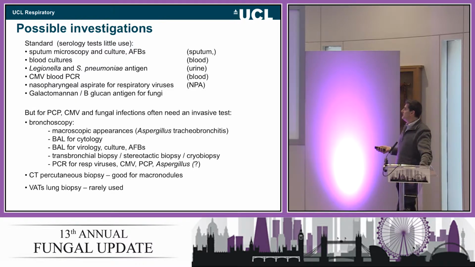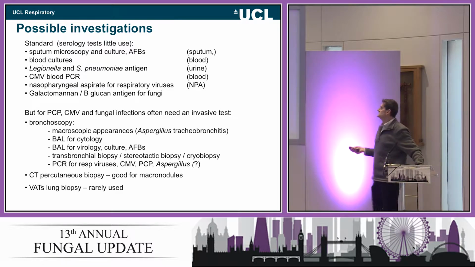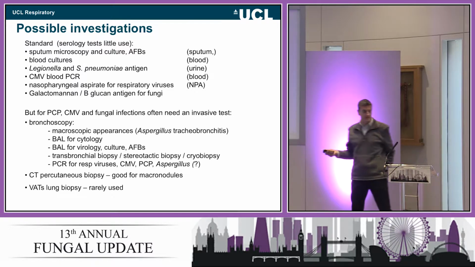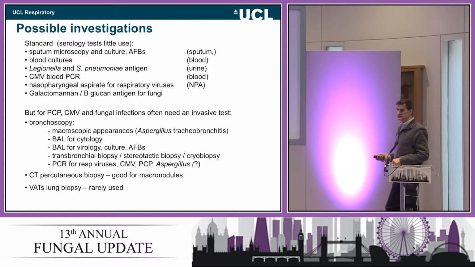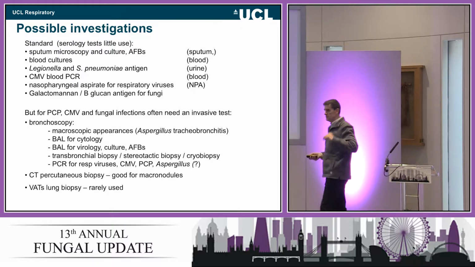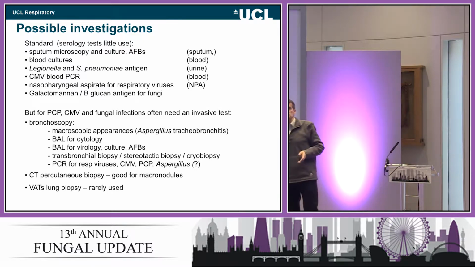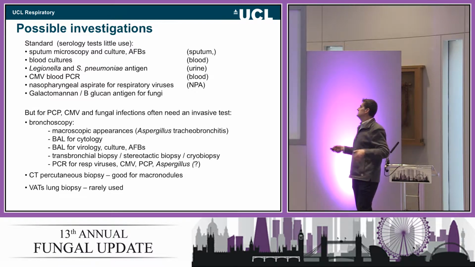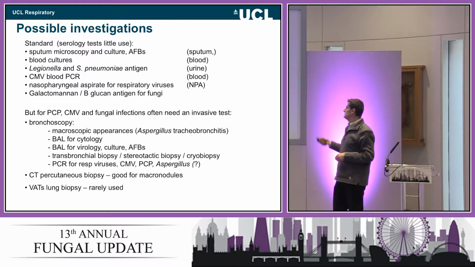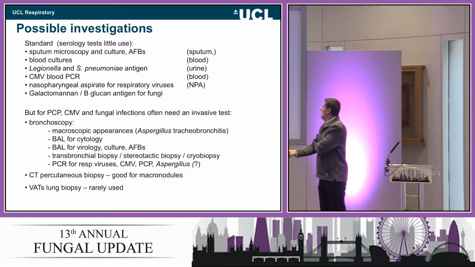I have to say, I have very little experience of galactomannan or beta-glucan antigen testing, both of which do have a use, but it has not been available in my hospital for most of my practice. It's become available, and we're beginning to get a feel for it now. But if you want to diagnose PCP, CMV, or the fungal infections, you need to do an invasive test. And there are 2 types of invasive test. One is a bronchoscopy, where you're trying to get a large fluid sample from the bottom of the lung, and you can send that off for cytology to look for fungal hyphae, AFBs, virology, PCR, and culture for bacteria.